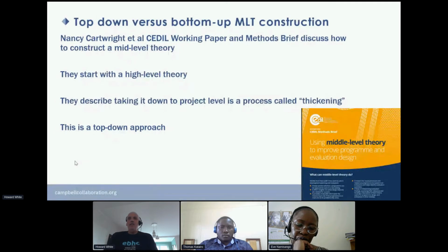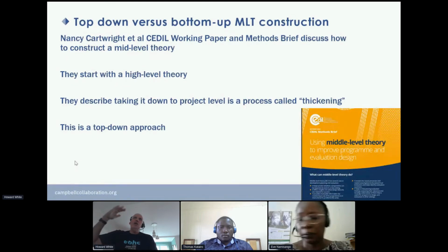And we have a working paper and a methods brief on mid-level theory, on work led by Nancy Cartwright. And what Nancy does in the paper, and she uses the example of conditional cash transfers, is start with a fairly high-level process for theory of change, and she calls the process of taking that theory down to a specific setting thickening. So mid-level theory can operate at various levels between the highest level, where we have general theory, and then the lowest level is project theory, and there are various levels which can be mid. And so she takes this process from the top mid level, which is fairly abstract and general, down to specific contexts by a process she's called thickening.